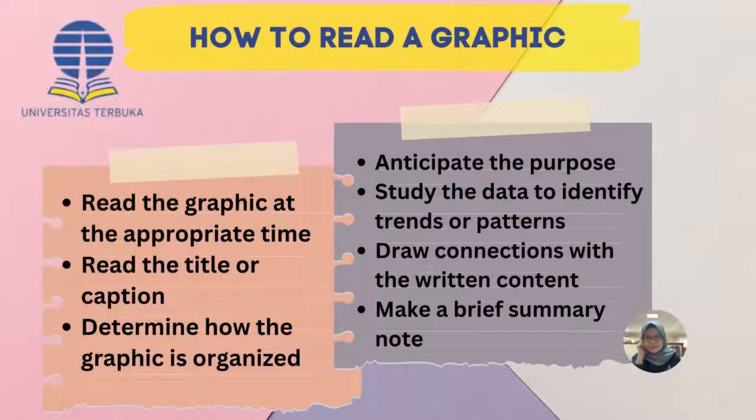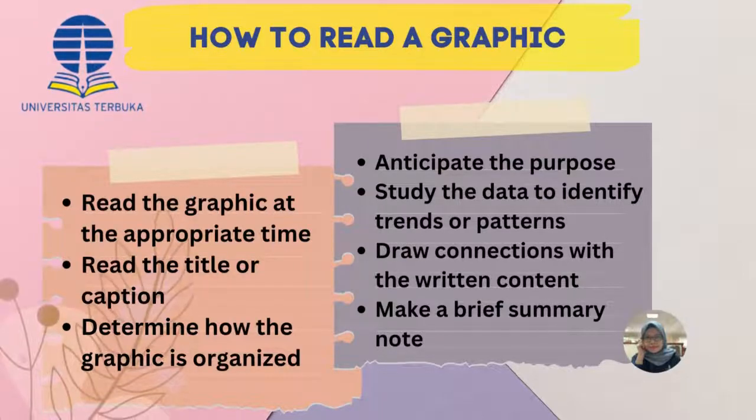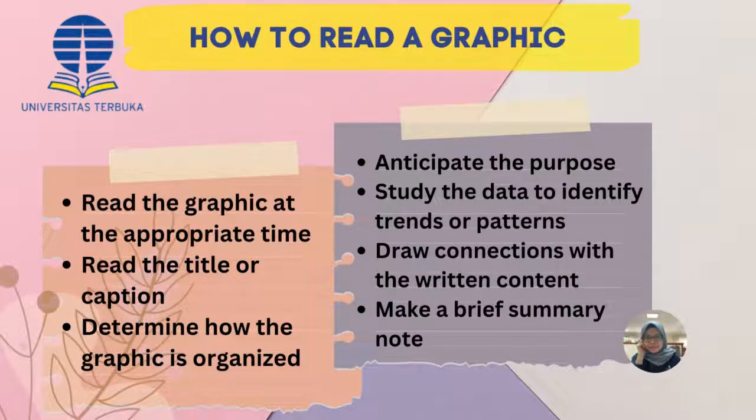There are some tips to read a graphic. First, read the graphic at the appropriate time and place. Find a reference to the graphic in the text. Second, read the title or caption. The title will identify the subject and may suggest what relationship is being described. Third, determine how the graphic is organized. Read the column headings or the labels on the horizontal and vertical axis of a graphic.